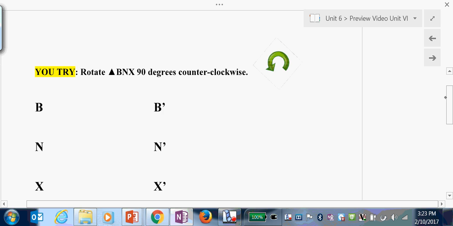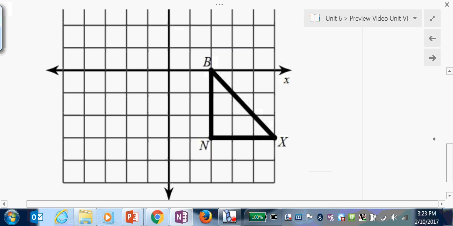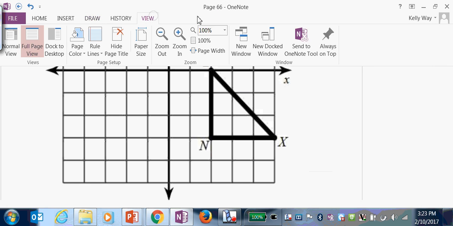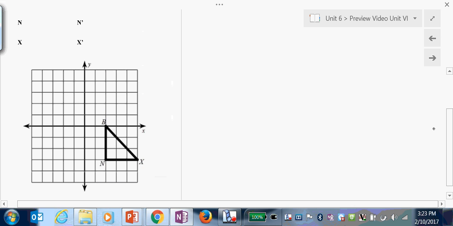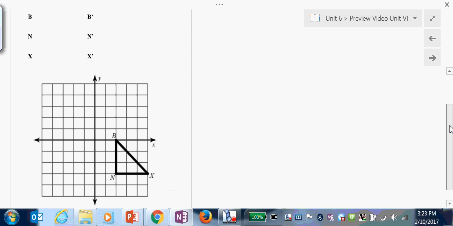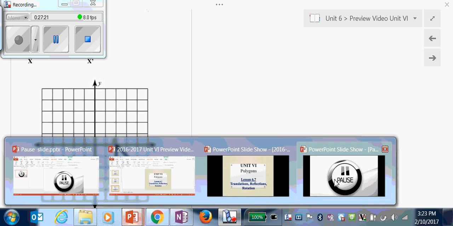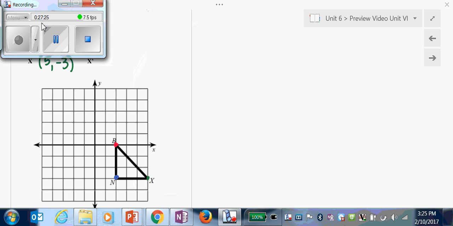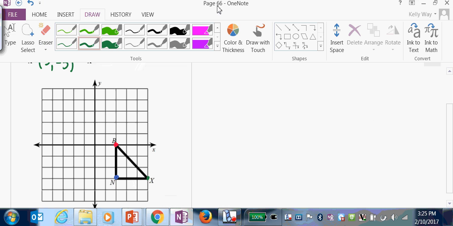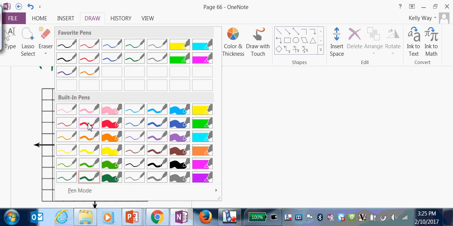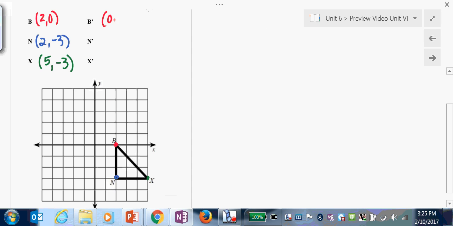Ready? You try this page on your own. Alrighty, let's see how you did. So there's your original coordinates. So it's switch and flip to the left. So I'm going to switch first.